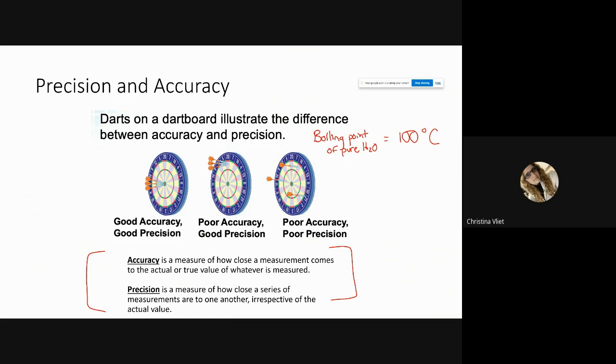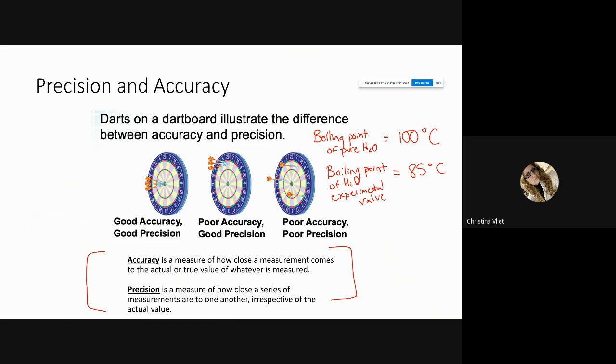Let's say that you did an experiment and you found that the boiling point of water was 85 degrees Celsius in your experiment. Boiling point of water experimentally determined to be 85 degrees Celsius. Are you very accurate? Is that very close to 100? And there could be many reasons why your value's off, and when we get to a lab, we'll go over error analysis. But that's definitely not very accurate.